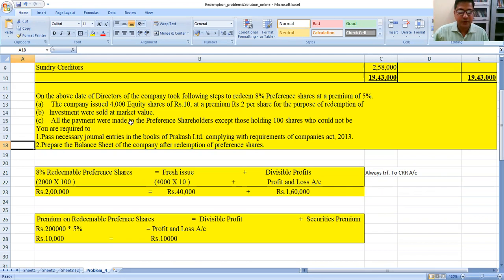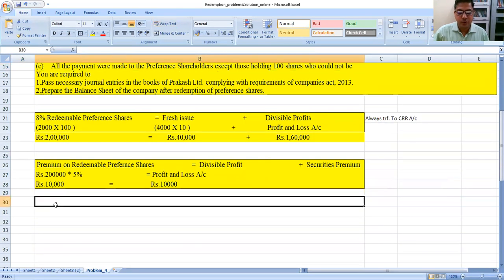All payments were made to the preference shareholders except those holding 100 shares who could not be traced. Now, first of all, we should know how many preference shares there are. 2,000 preference shares. Out of these 2,000, 100 shares are held by the person who could not be traced.